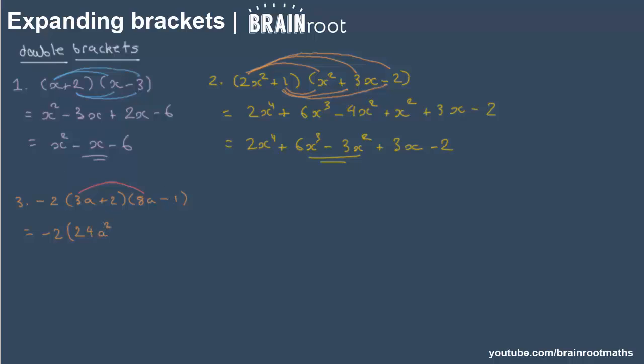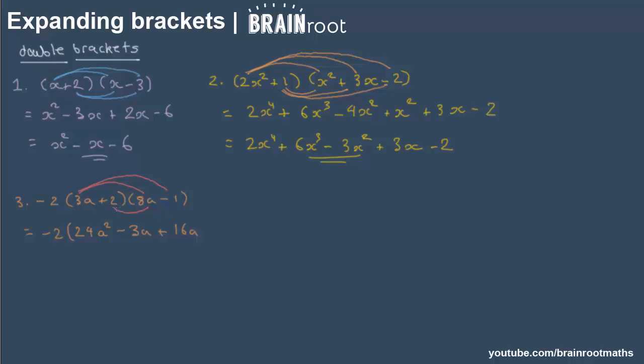Okay, now let's worry about the second term. 3a times minus 1. Well, that's going to give us minus 3a, quite simply. Let's go on to the second term. Plus 2 times 8a. Now, that's going to give us plus 16a. The more and more you do this, you just get into the habit and you don't even need to draw the lines, and you'll just get the hang of it, really.